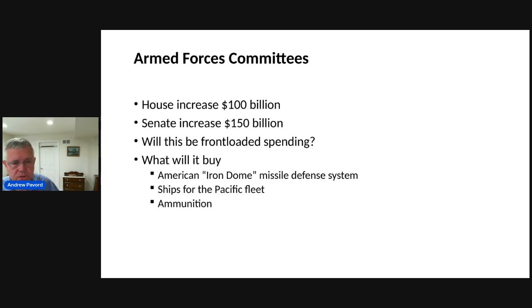Then you might ask, what is this going to buy? Well, President Trump has talked about an Iron Dome missile defense system similar to Israel's. And creating that for a nation this large will obviously be very, very expensive. He's also talked about the need for a bigger Navy, primarily to counter China's naval growth in the Pacific. And there's also been serious concerns about the United States' ability to produce ammunition and our ammunition stocks. So the plan of the House and the Senate, Republicans at least, is to dramatically increase military spending.